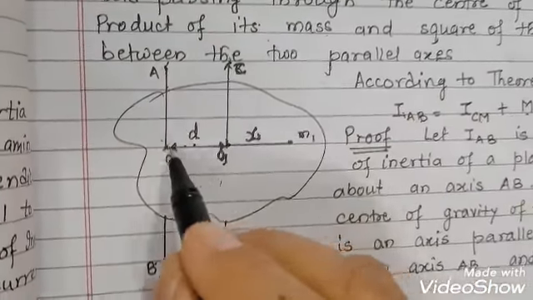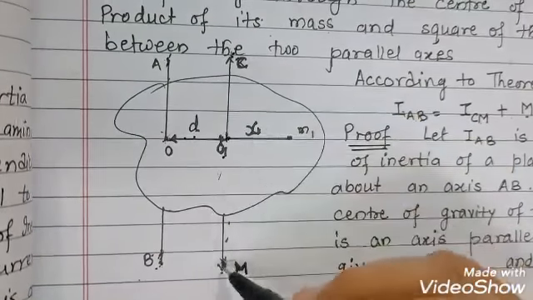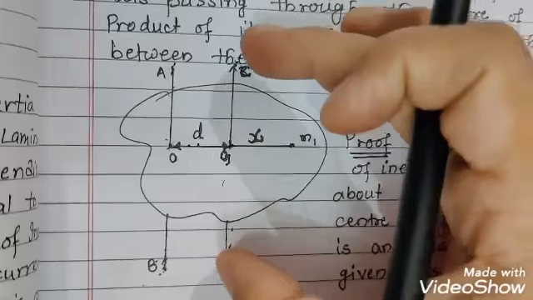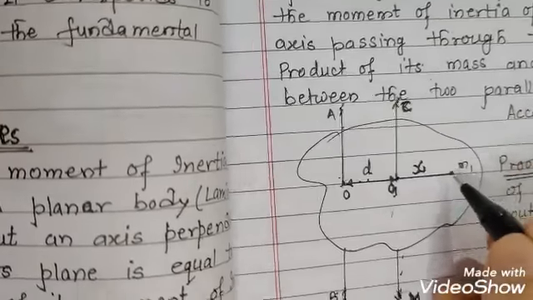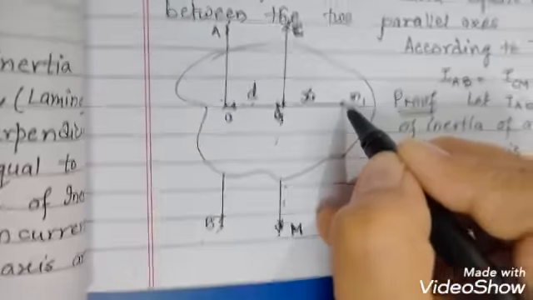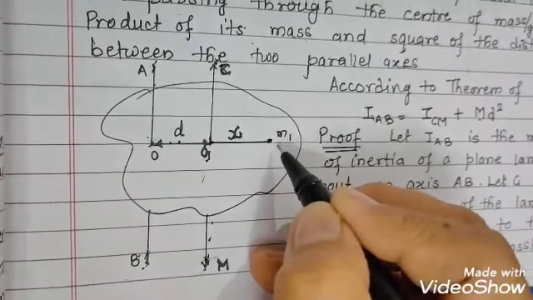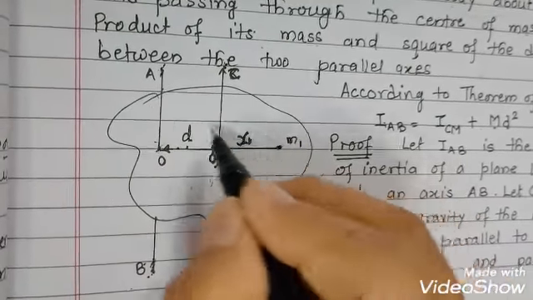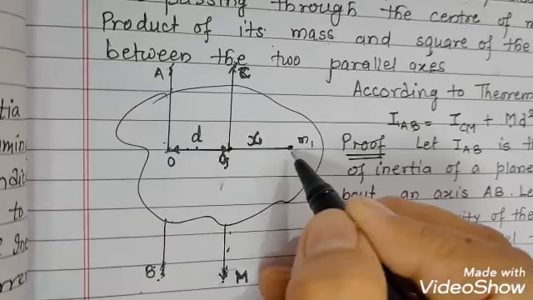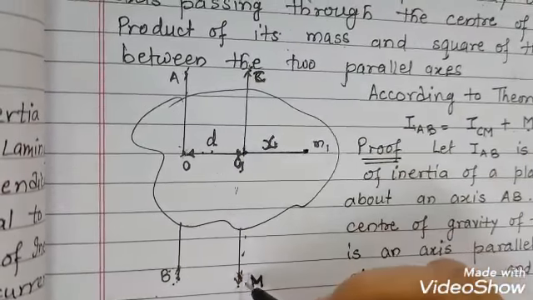D is the perpendicular distance between AB and CM, that means the axis AB and the CM. Now m is the mass. Look here, m is the mass for which we have to find the moment of inertia about this point, about AB and about CM.